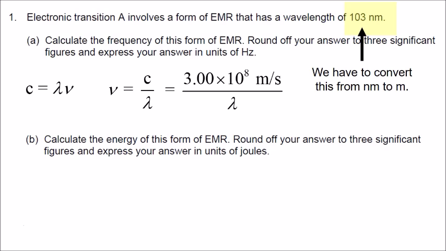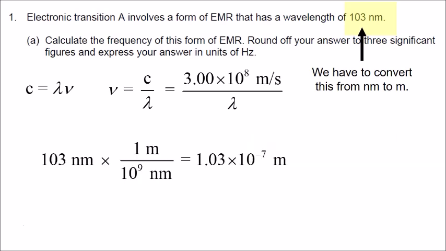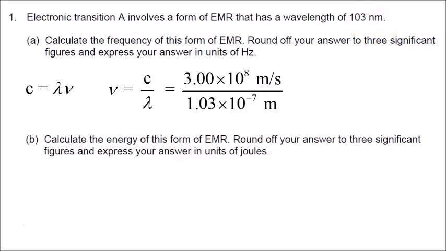So how do we do this? We use a conversion factor that has 1 meter on the top and 10 to the 9 nanometers on the bottom. And we get 1.03 times 10 to the negative 7 meters. Then we get a final answer in units of 1 over seconds, or hertz, 2.91 times 10 to the 15th.